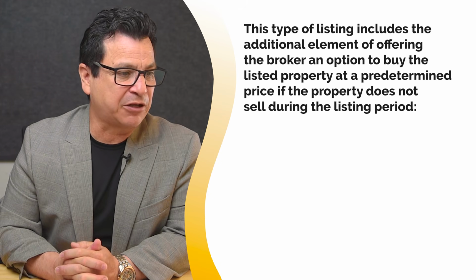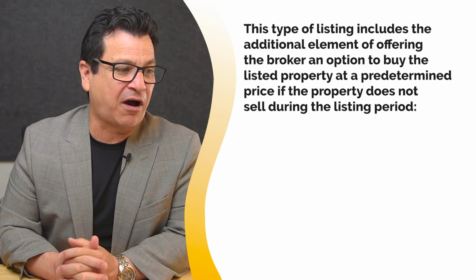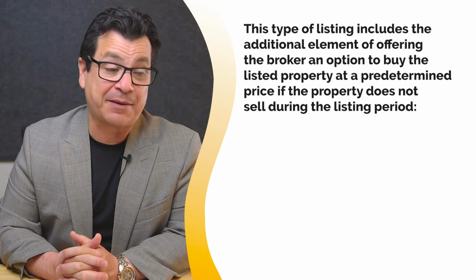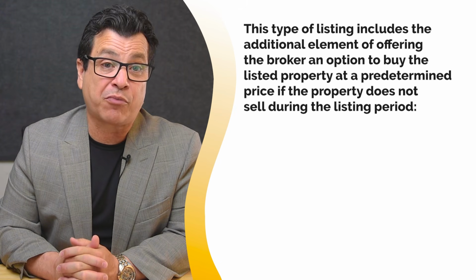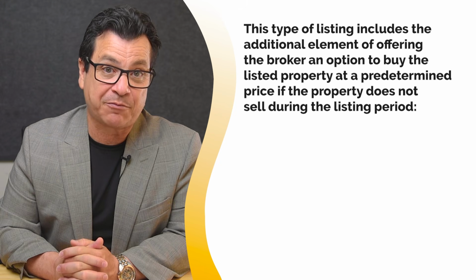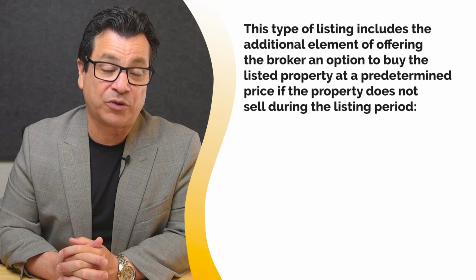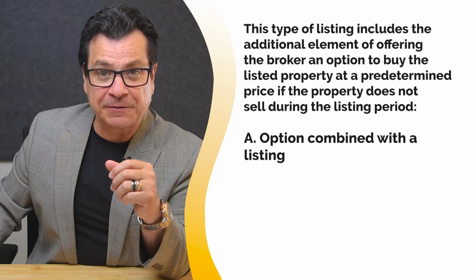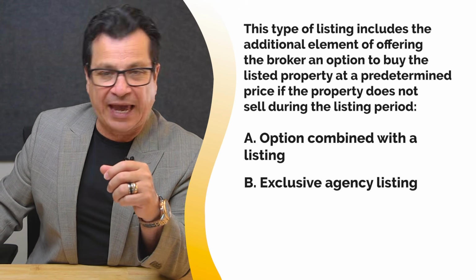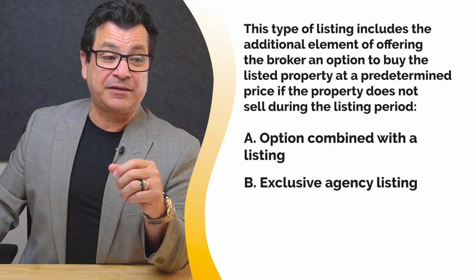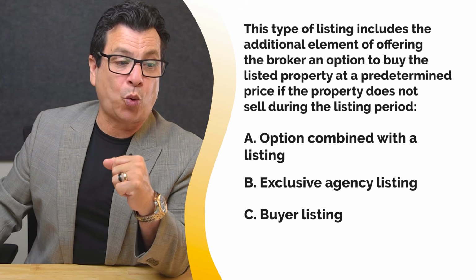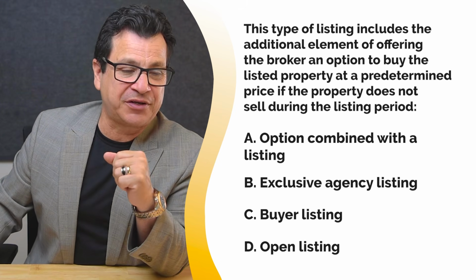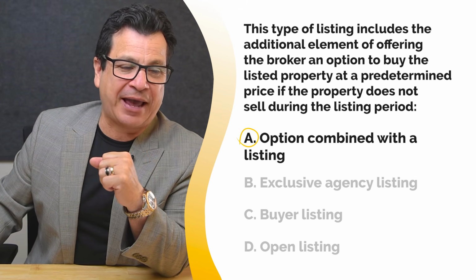This type of listing includes the additional element of offering the broker an option to buy the listed property at a predetermined price if the property does not sell during the listing period. What is that called? A, option combined with the listing. B, exclusive agency listing. C, buyer listing. Or D, open listing. The answer to that question is A, option combined with a listing.